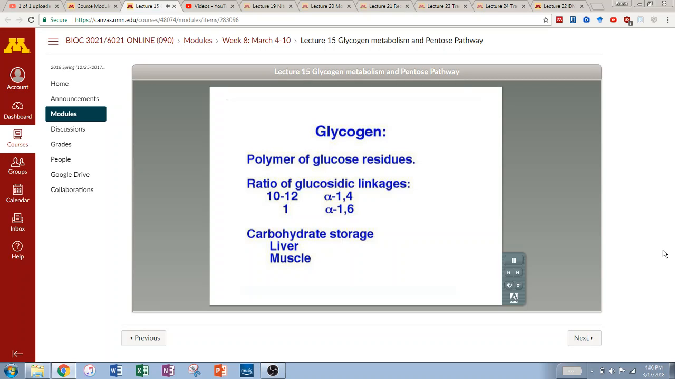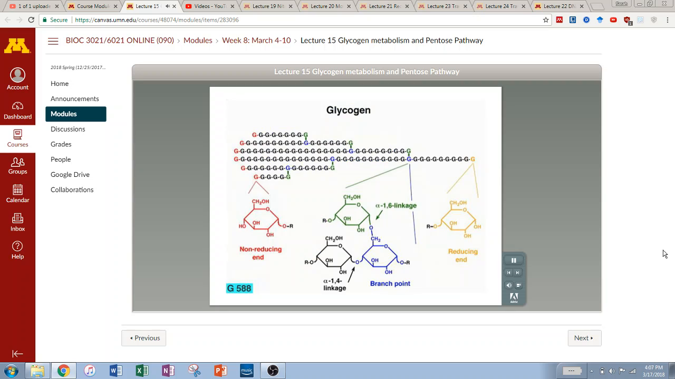Glycogen has a backbone of alpha-1,4-linked glucose units, with alpha-1,6 branches occurring about every 10 to 12 glucose units. The largest stores of glycogen are found in liver and muscle. The glycogen polymer contains about 90% alpha-1,4-linked glucose units and 10% alpha-1,6-linked glucose units.